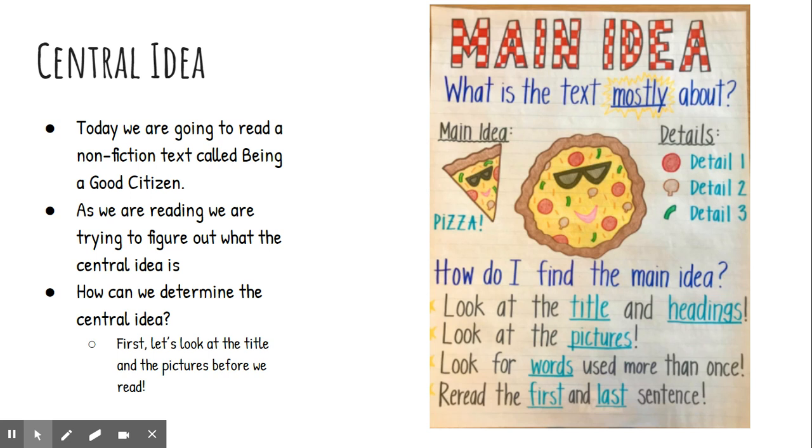Today we're going to read a nonfiction text called Being a Good Citizen. As we are reading, we're trying to figure out what the central idea is. Remember, the central idea means what is the text mostly about. Do you know how we can determine the central idea? One way we can help figure out the central idea is to look at the title and the pictures before you read.